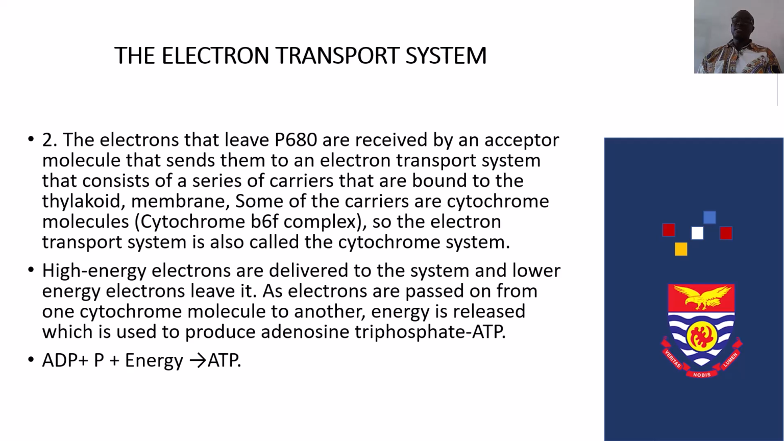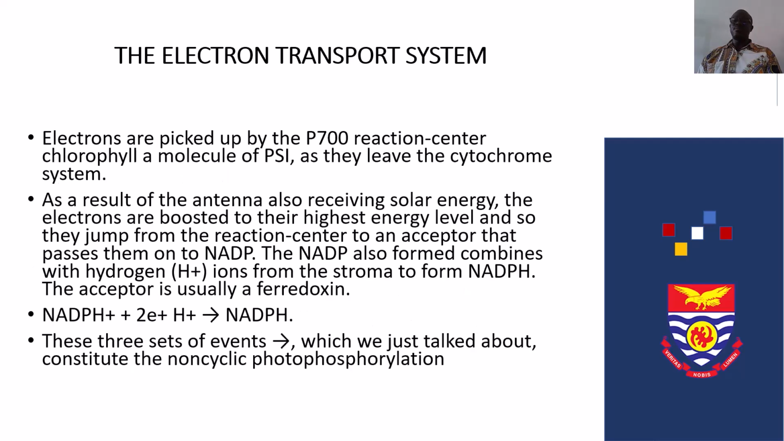Some of the carriers are cytochrome molecules, the cytochrome b6f complex. So the electron transport system is also called the cytochrome system. High energy electrons are delivered to the system and lower energy electrons leave it. As electrons are passed on from one cytochrome molecule to another, energy is released, which is used to produce adenosine triphosphate, that's ATP. So ADP plus P plus energy giving us ATP.